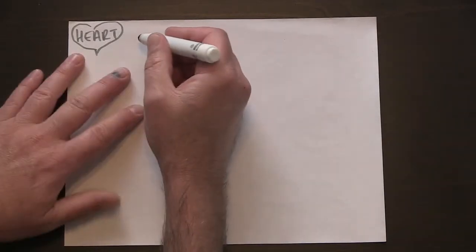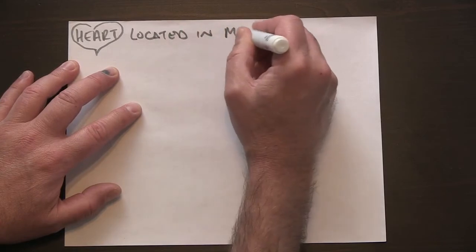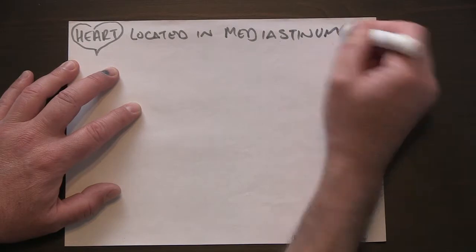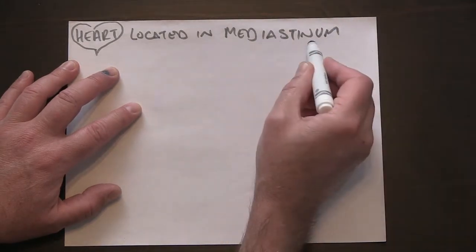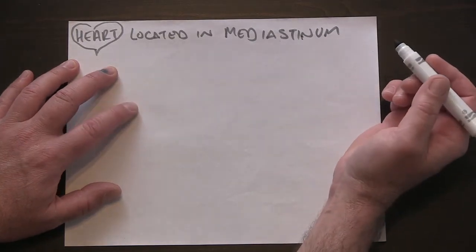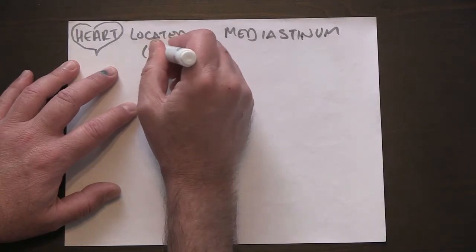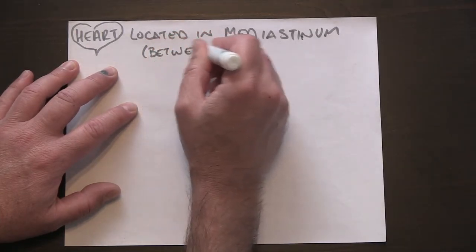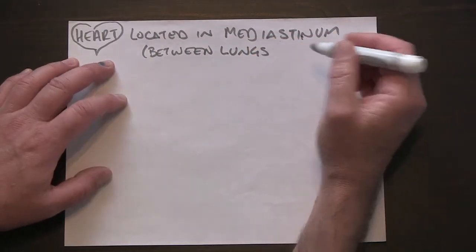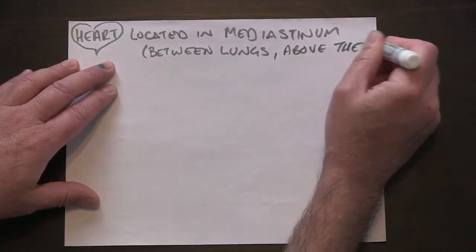Okay, the heart is located in the mediastinum. I've heard this pronounced mediastinum or mediastinum, so just take your pick. Sometimes I think I'll even switch back and forth. But this is basically between the lungs in the thoracic cavity and above the diaphragm.